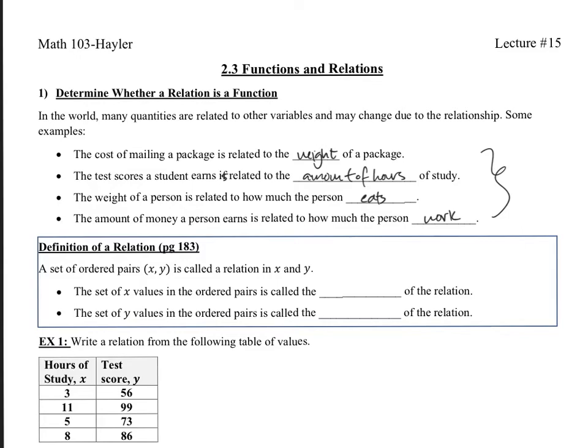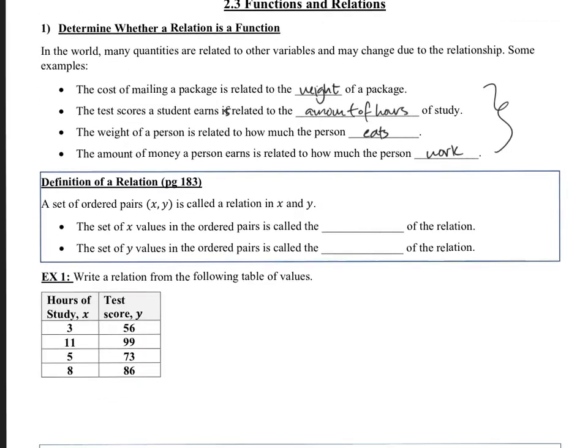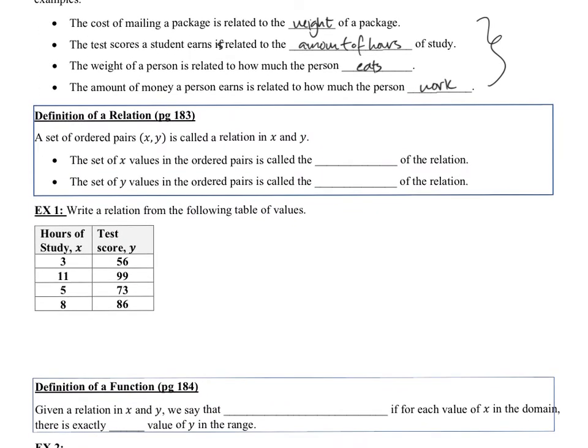So in math, the most common relation is a set of ordered pairs x and y, so two variables. And this is called a relation in x and y. The set of x values in the ordered pair is called the domain of the relation. And the set of y values in the ordered pairs is called the range of the relation.